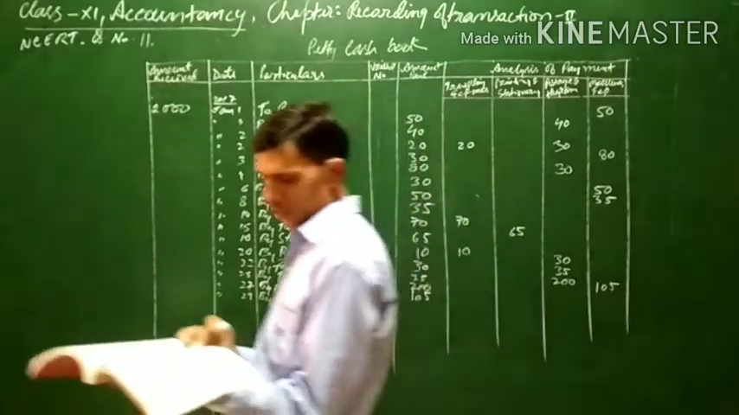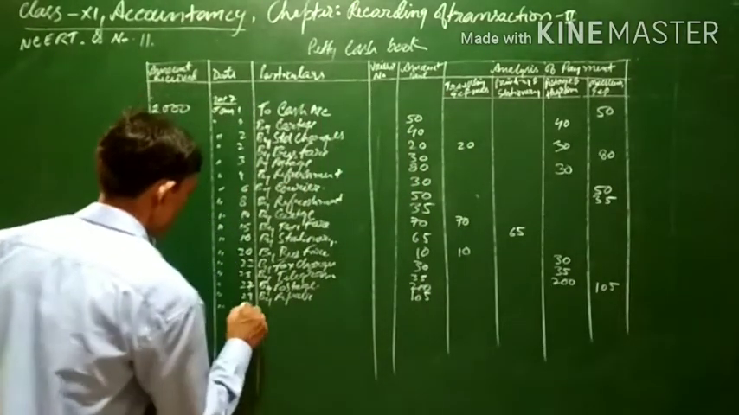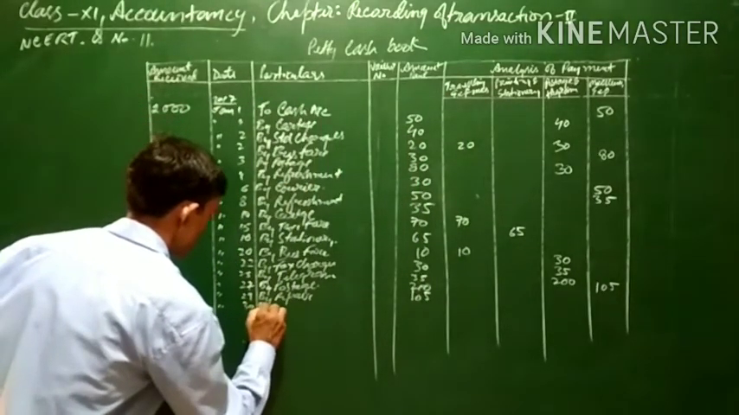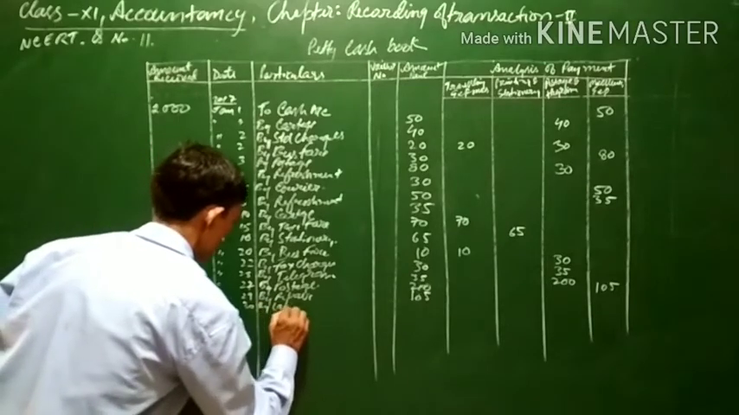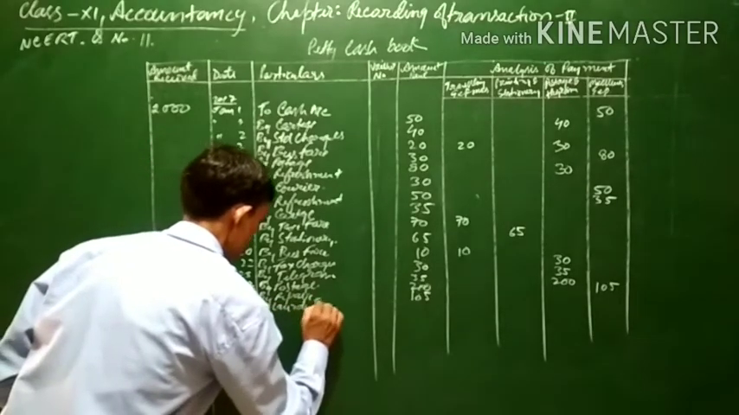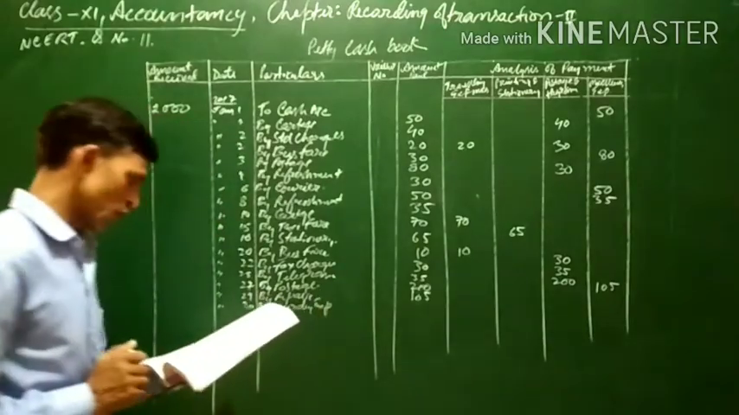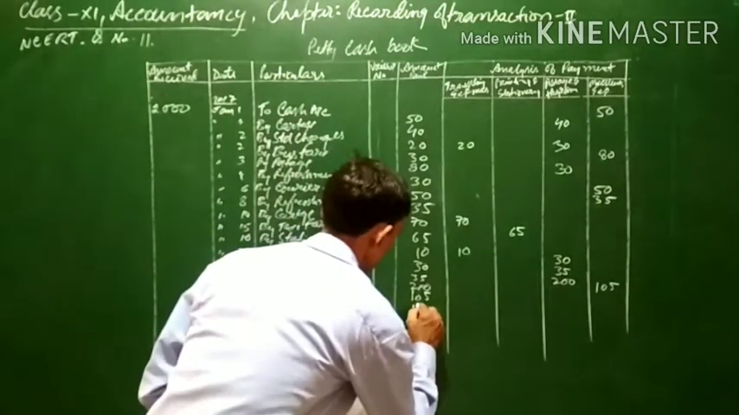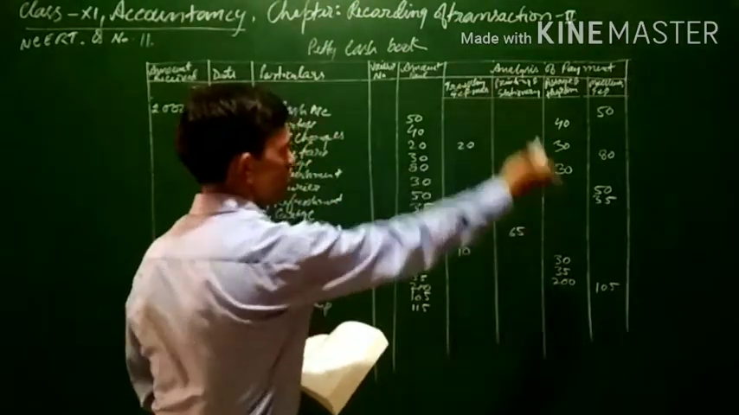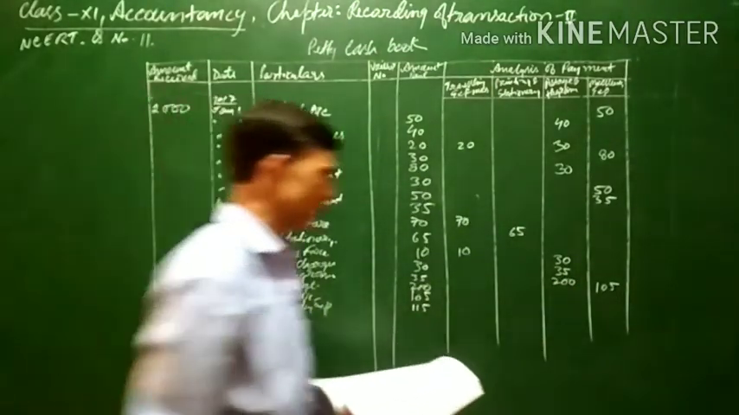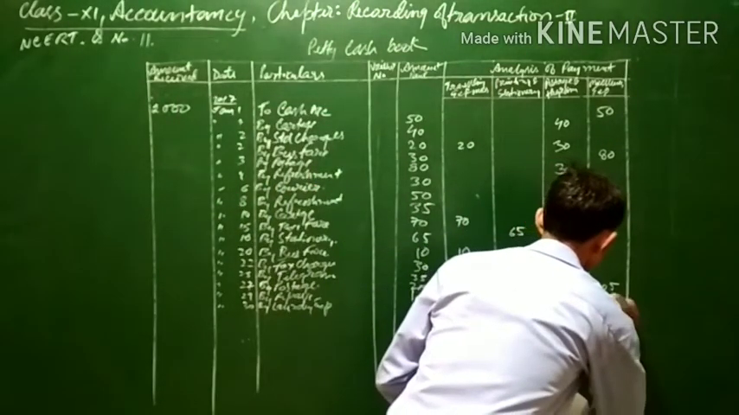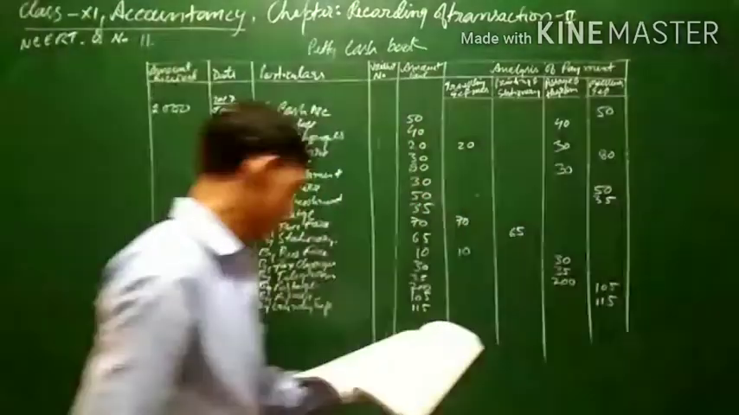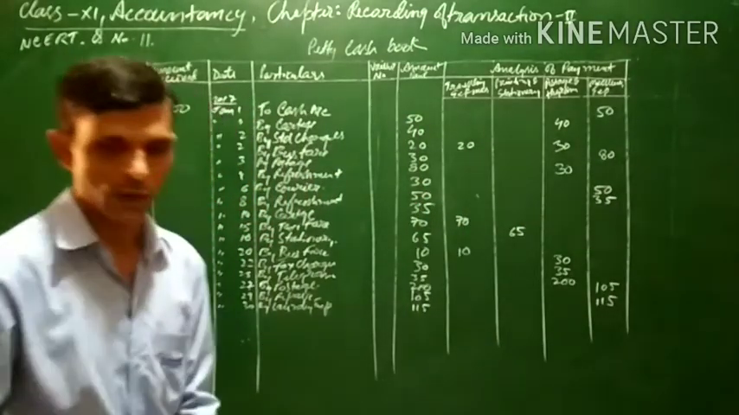Again, laundry expenses on 30th. By laundry expenses. Amount is 115. Again, it is not related with travelling, stationery or postage. It will be written in the miscellaneous column, 115.